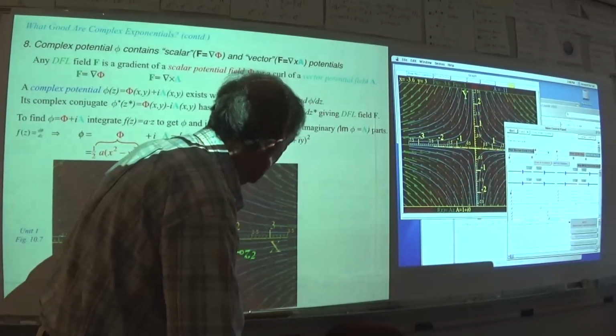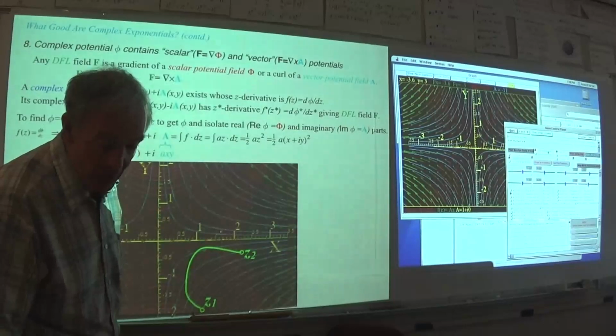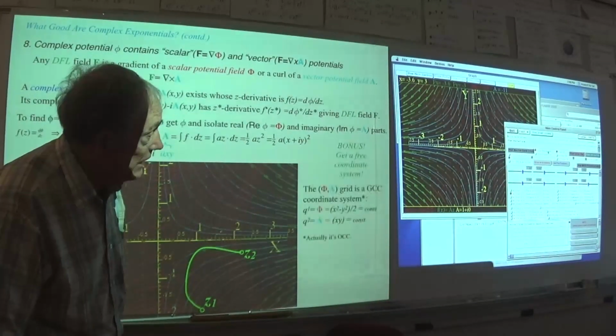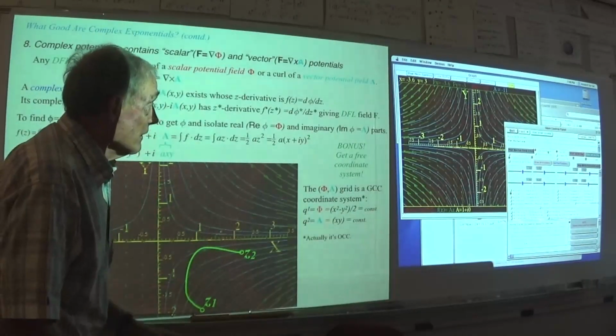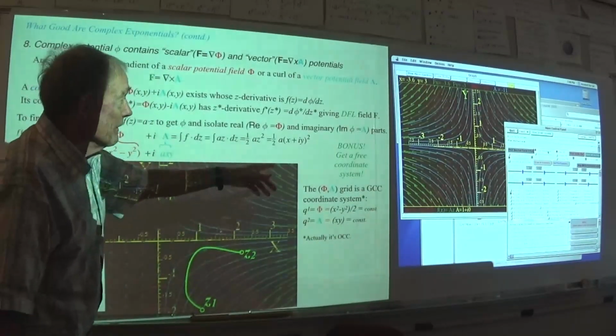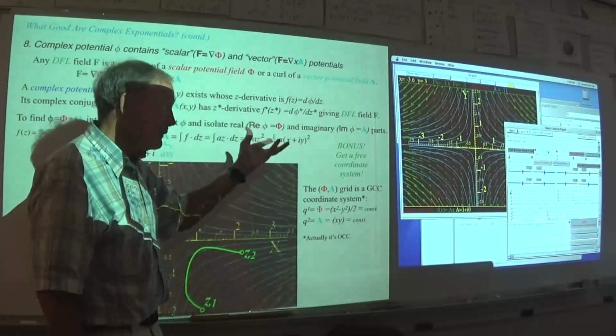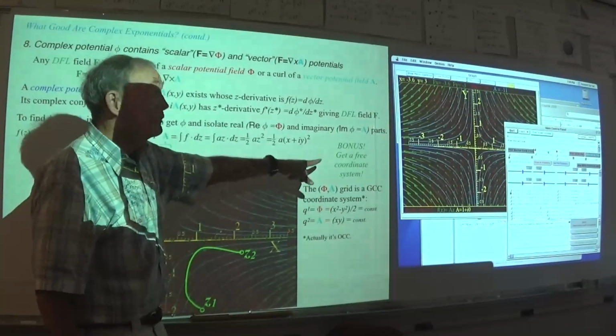The next stop here, and that's the important thing for us in the next 2 units, and that is the bonus. The other bonus for this is that you pick an f of z and you get a free coordinate system.